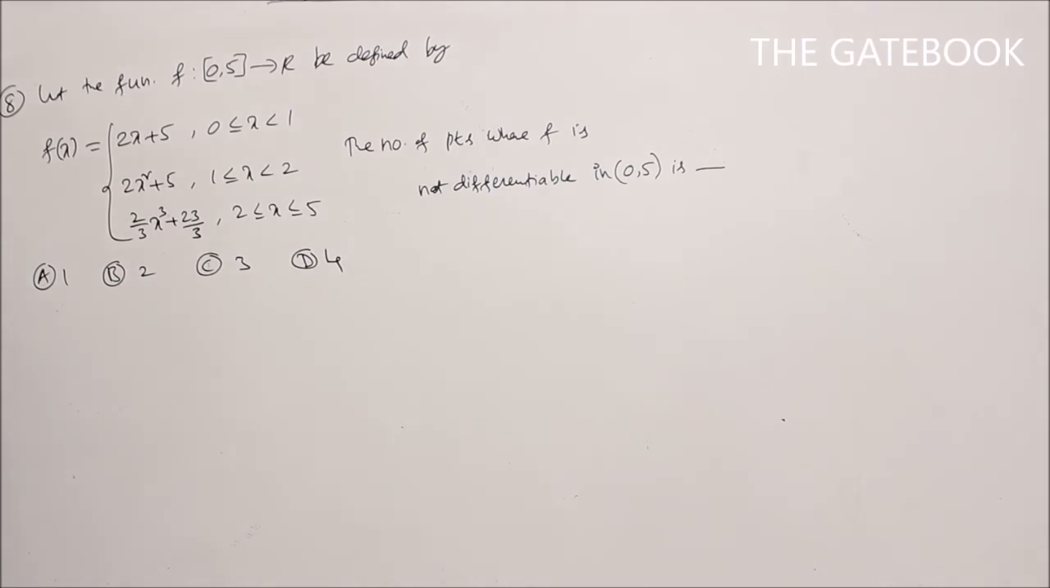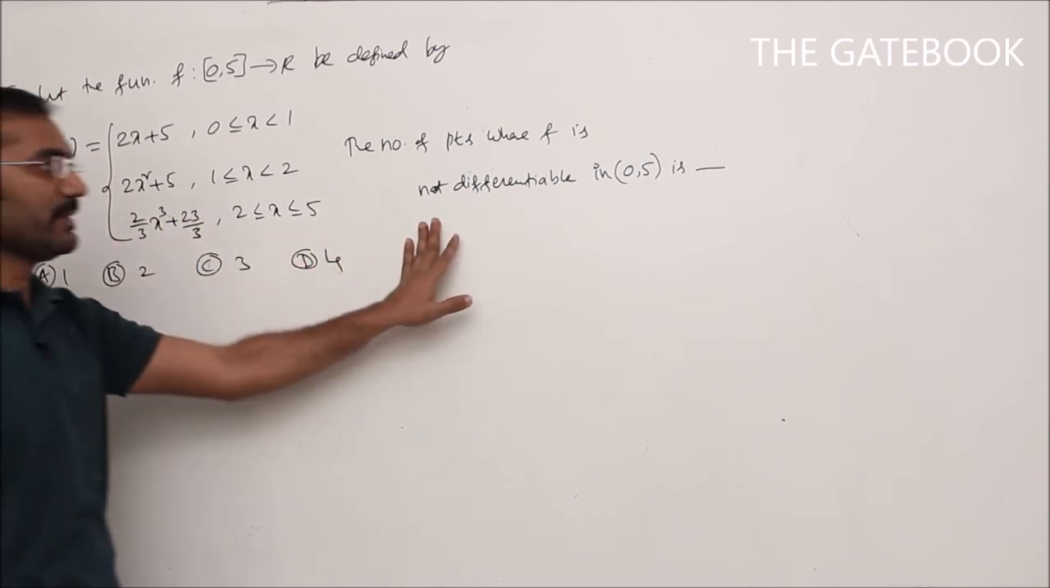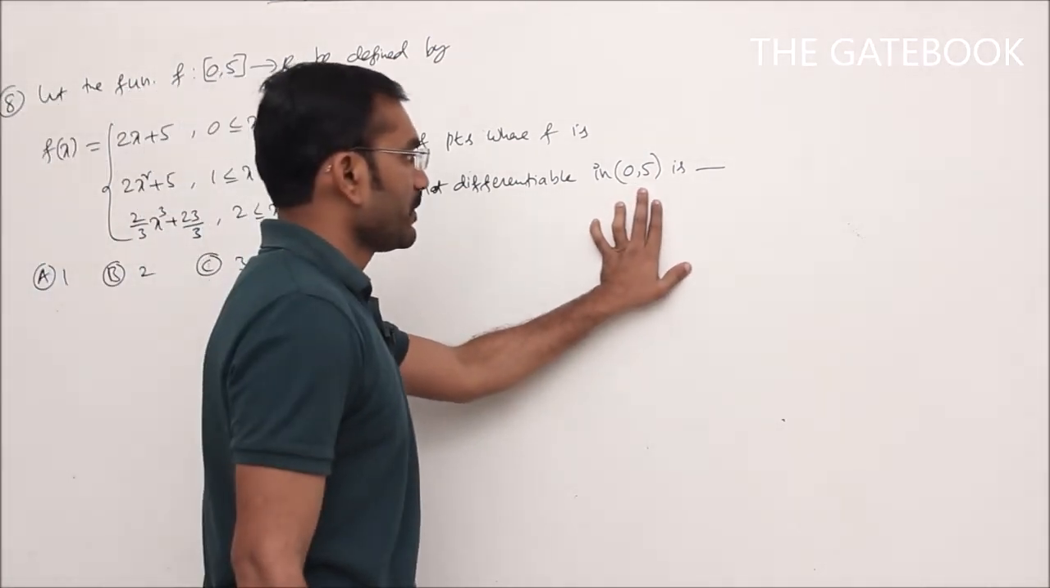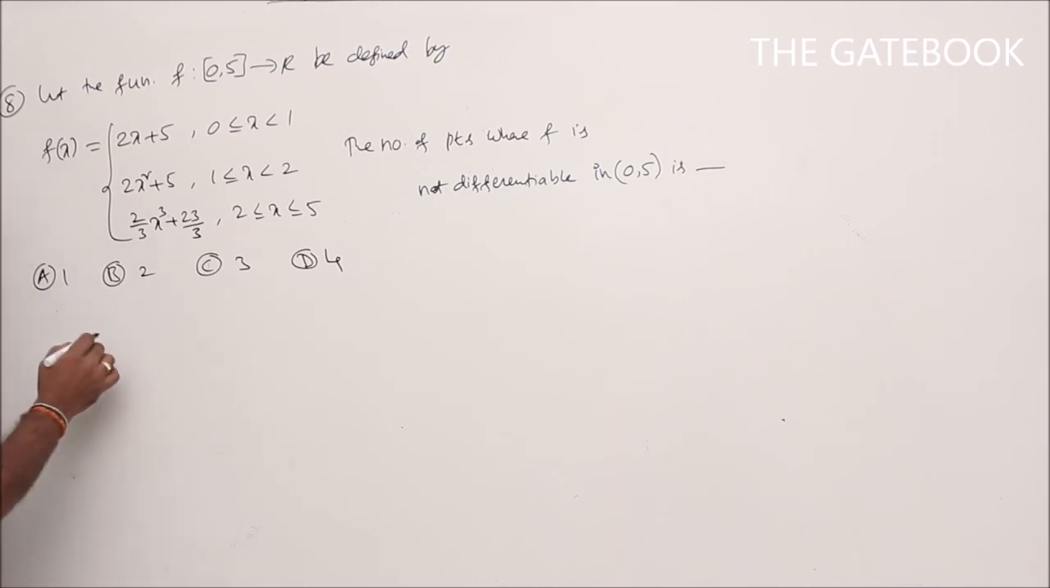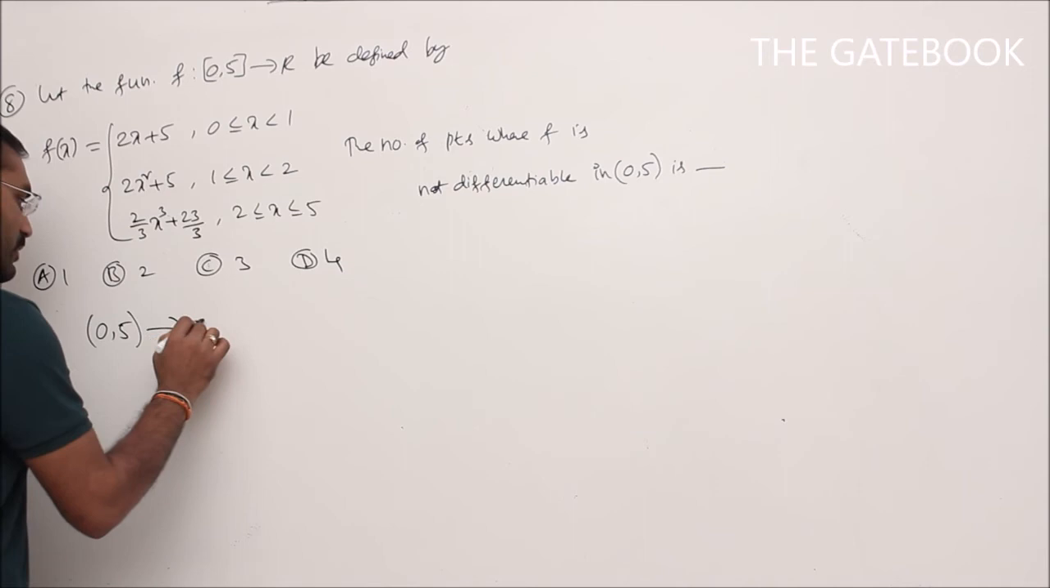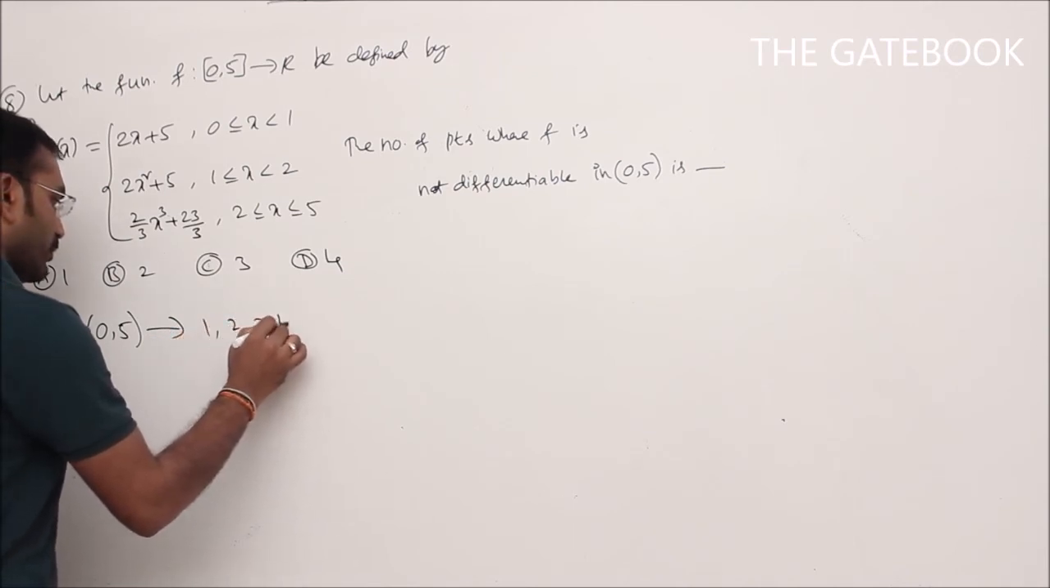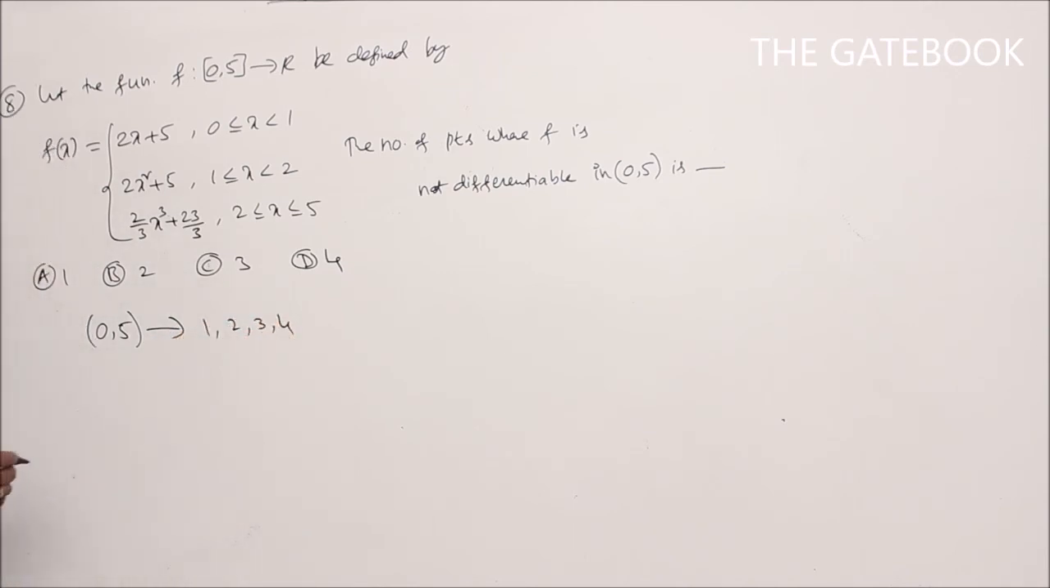Next question. Let the function f from 0, 5 to R be defined as given. The number of points where f is not differentiable in the open interval 0, 5. So we need to find the number of points where f is not differentiable in the open interval 0, 5. So the open interval 0, 5 contains the points 1, 2, 3, 4. It does not include 0 and 5 because it is an open interval.